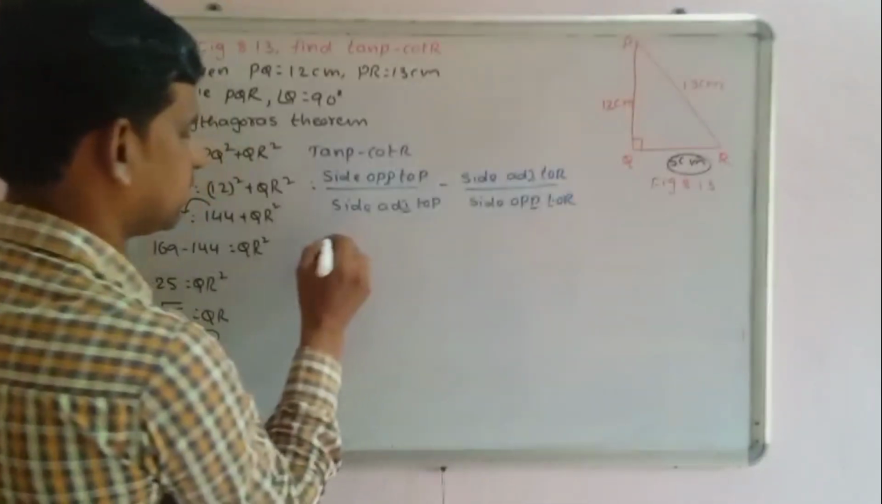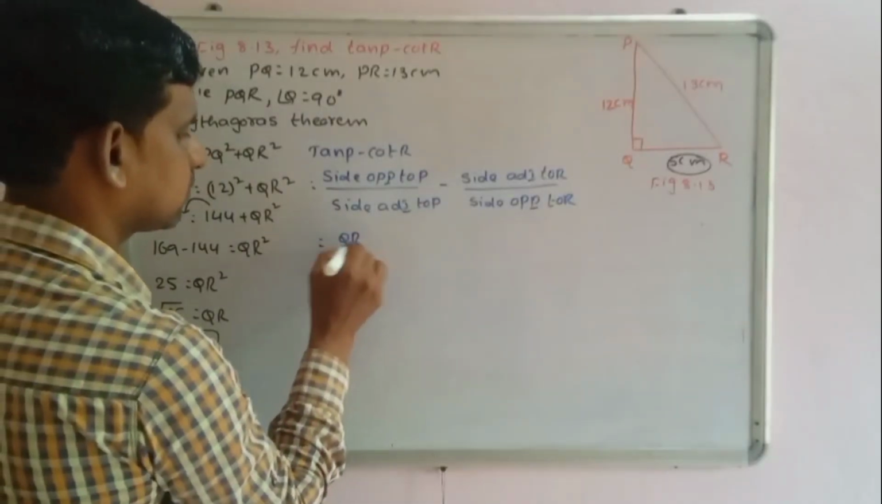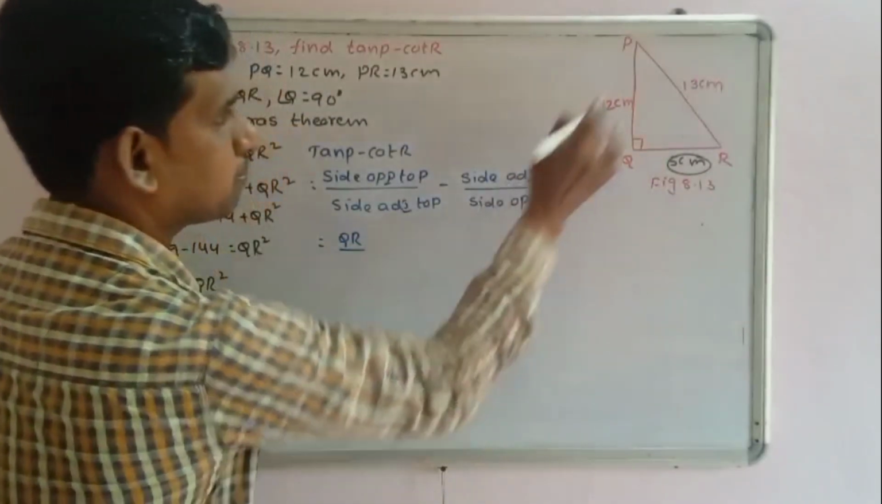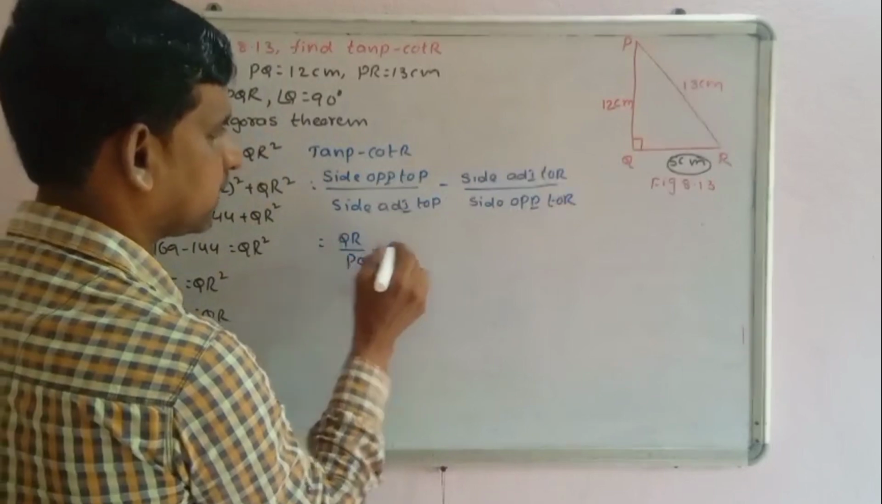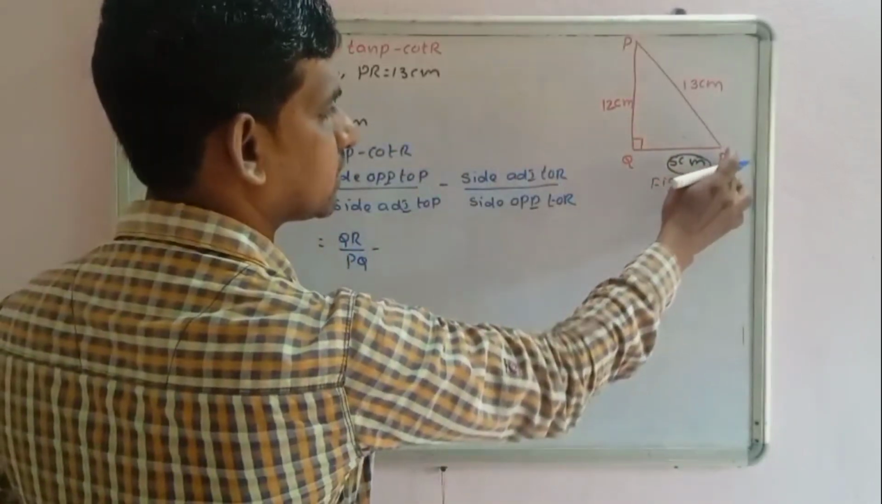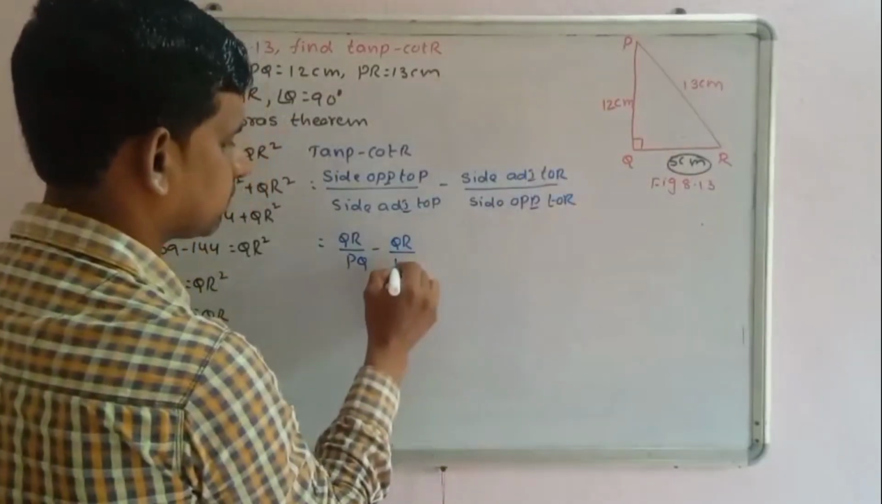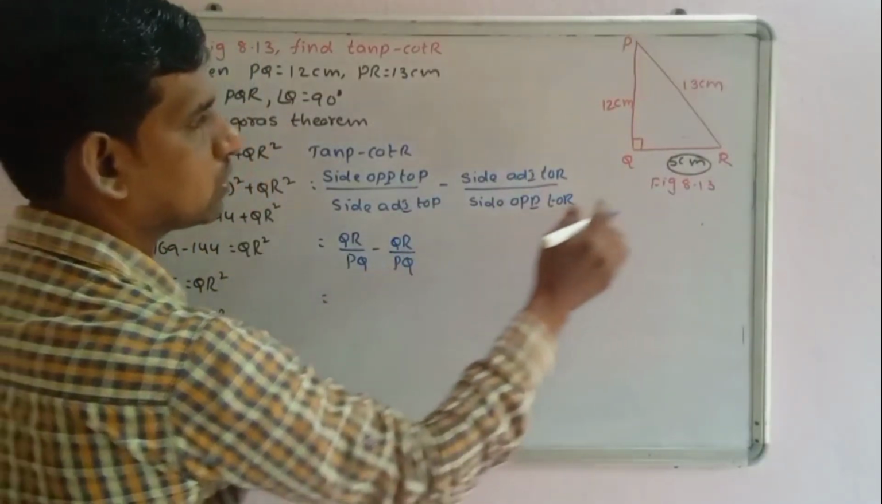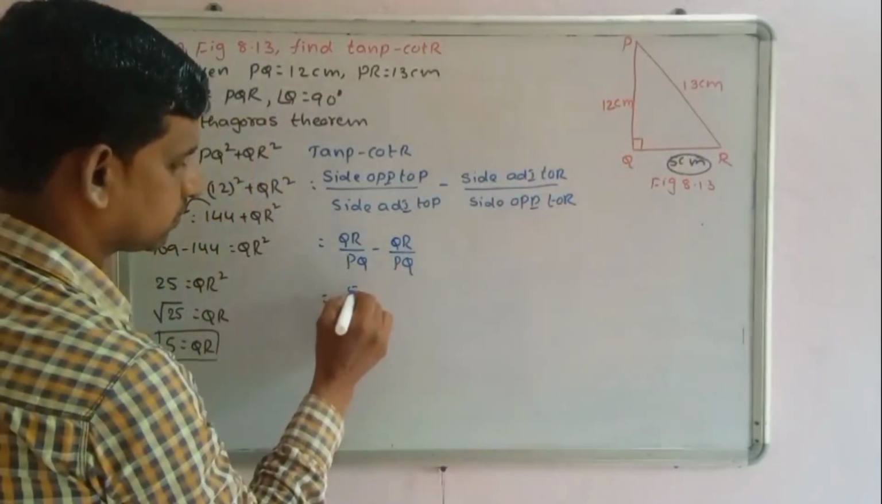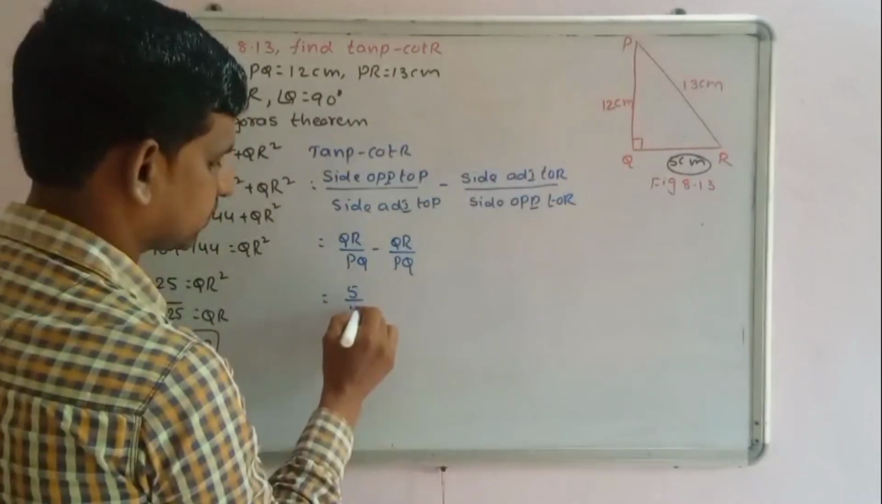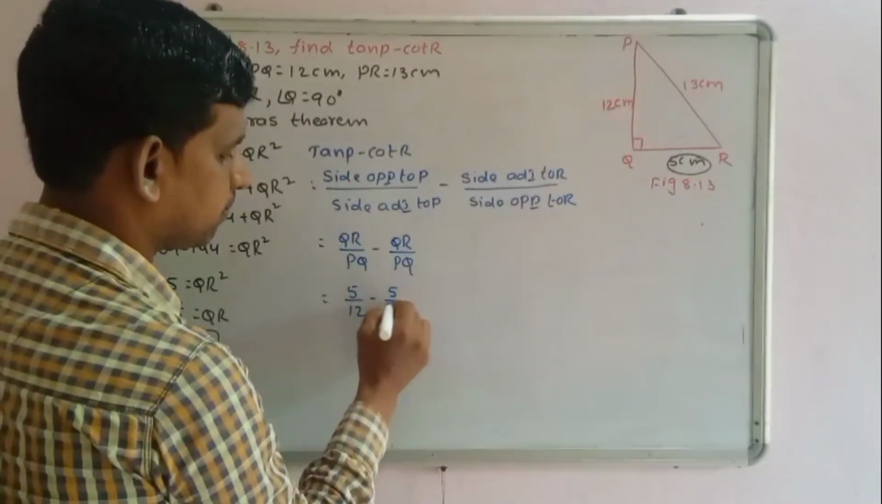What is side opposite to P? QR. Okay, adjacent is PQ minus side adjacent to R is QR by opposite is PQ. That equals QR value 5, PQ value 12. Here also QR value 5, PQ value 12.